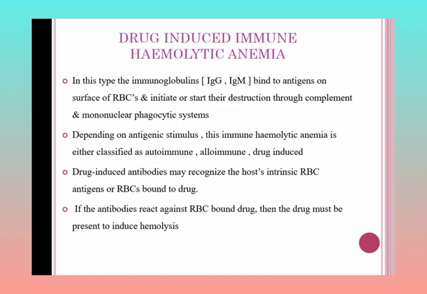Depending upon the stimulation by the antigens, immune hemolytic anemia is classified as autoimmune, alloimmune or drug-induced. Drug-induced antibodies may recognize the host's intrinsic RBC antigens or RBCs that are bound to drug. If the antibodies react against the RBC-bound drug, then the drug must be present to induce hemolysis. So these are the drug-induced immune hemolytic anemia mechanisms.